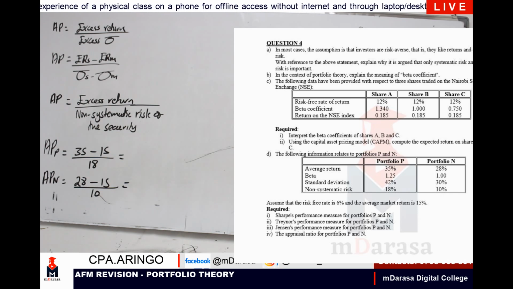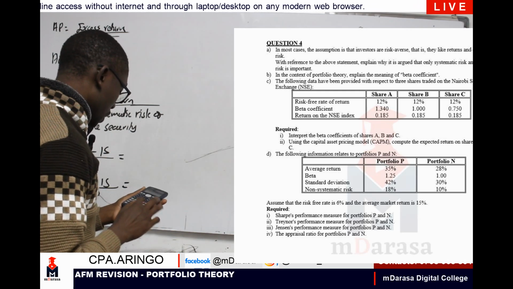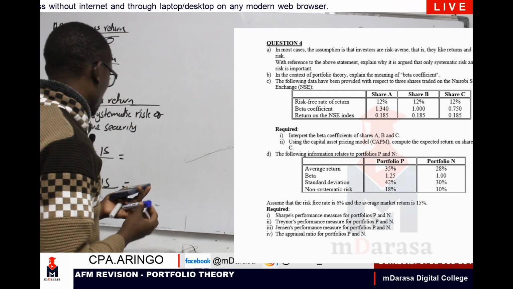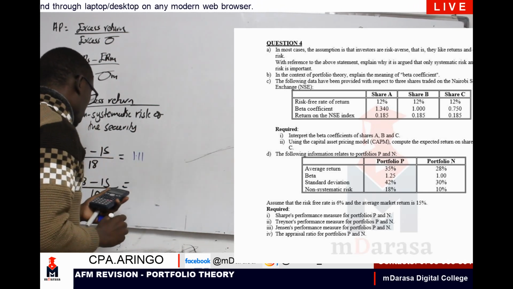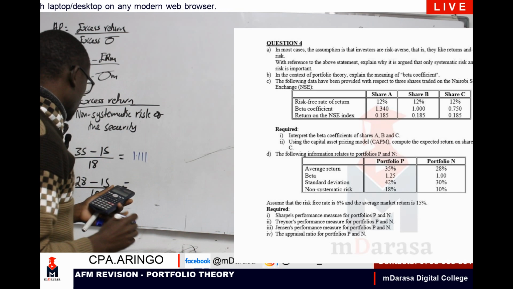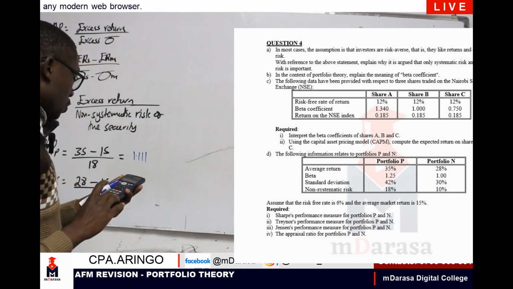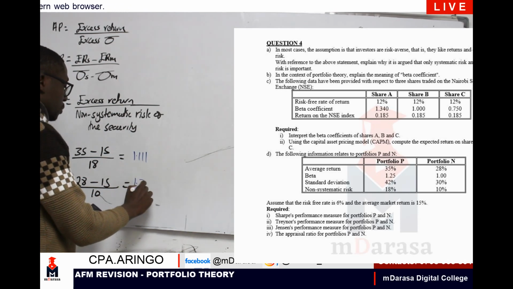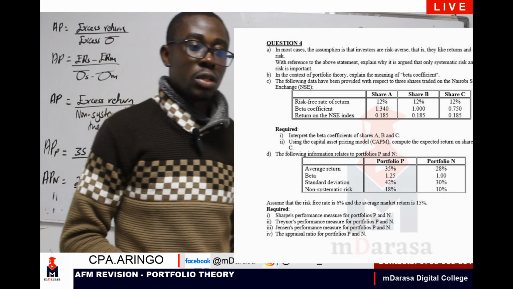That will be very simple. Pick my calculator, get 35 minus 15, divide by 18 to give me 1.11. To three decimal places, 28 minus 15, divide by 10 to give me 1.3. These are the appraisal ratios.